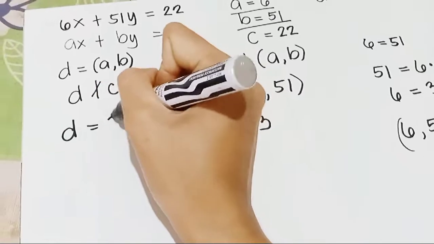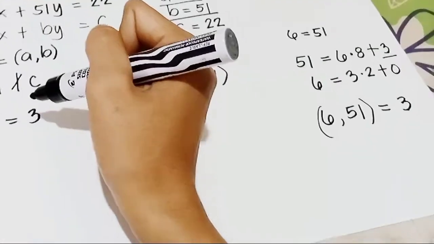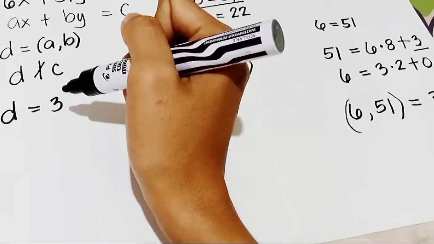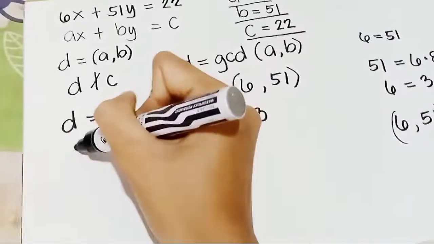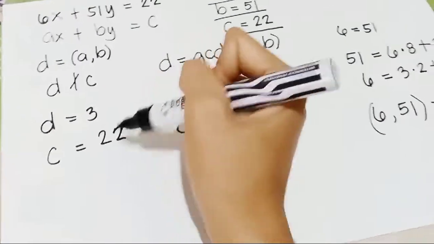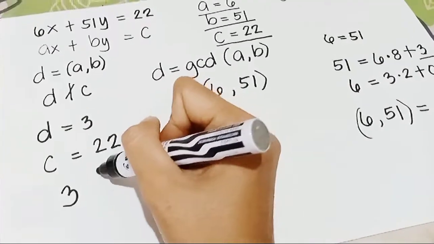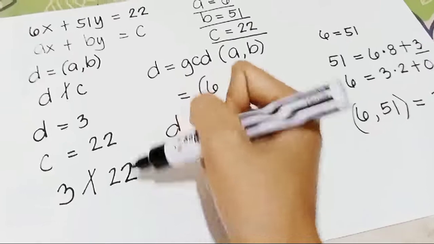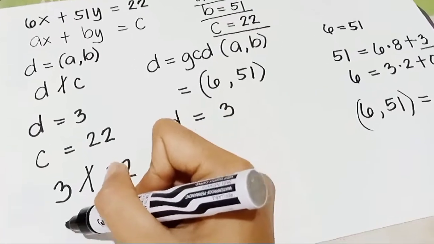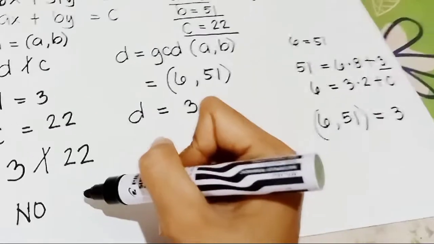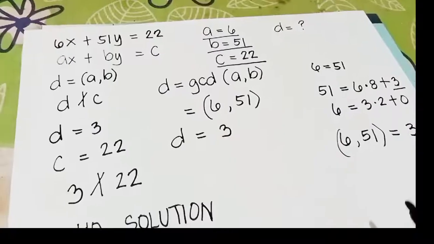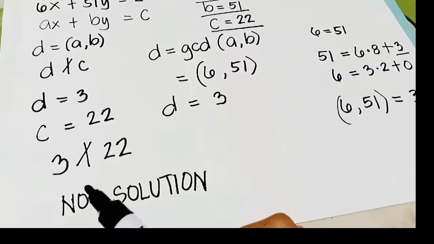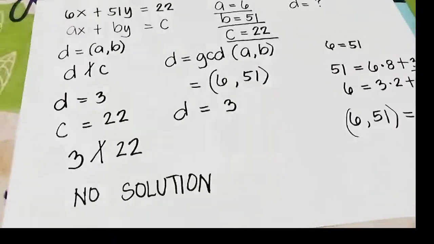According to the theorem, if the value of d, which is 3, does not divide c, there is no integral solution. The value of c here is 22, and 3 doesn't divide 22. Therefore, it has no solution, because 22 divided by 3 leaves a remainder, so it does not divide.